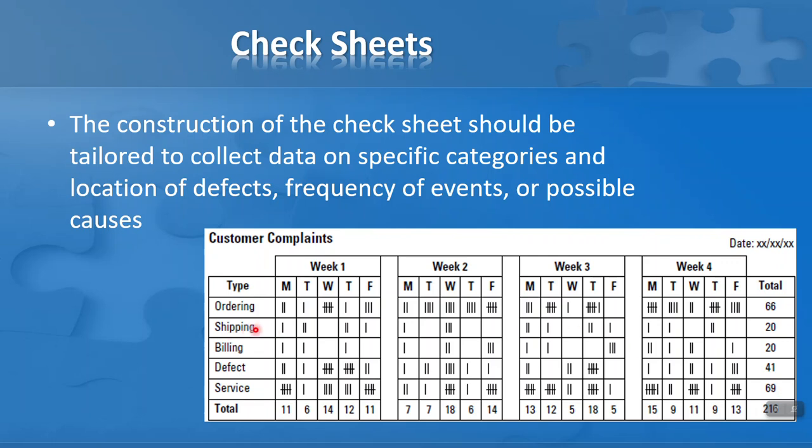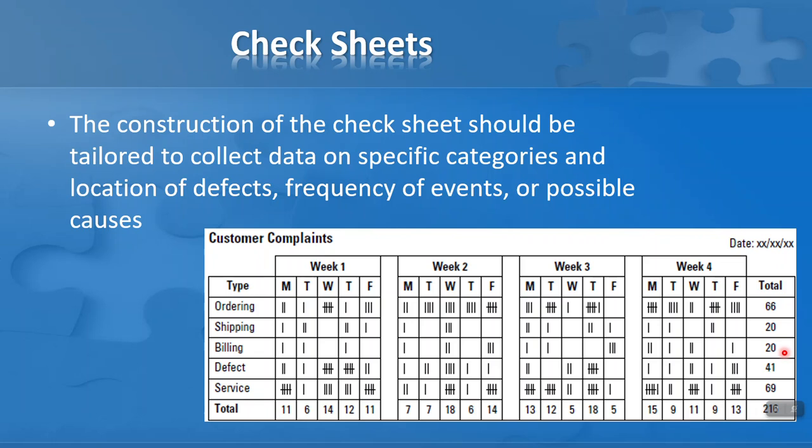And we can also see that in the shipping and billing categories that the number of complaints is a lot less, 20 in total over the 4-week period for each of these. So you can imagine yourselves now how this could be built up over a period of time. So every time a complaint occurs, what category is it, and log it or record it on my check sheet.